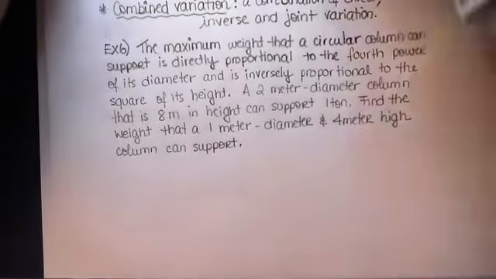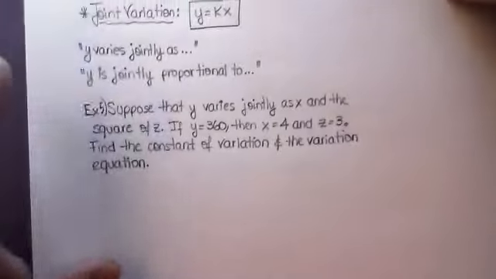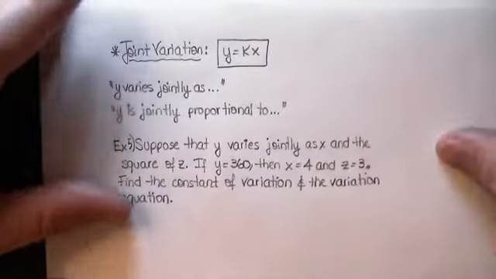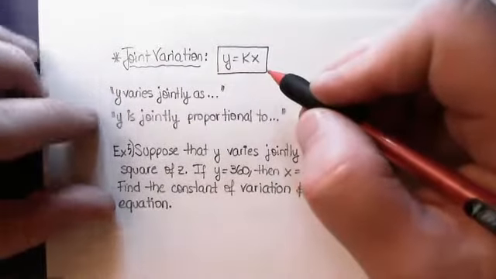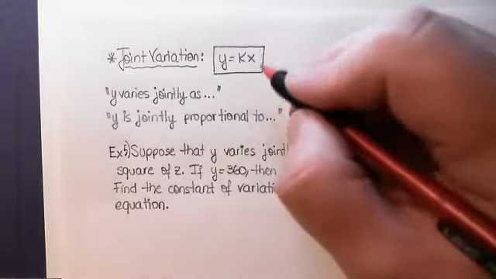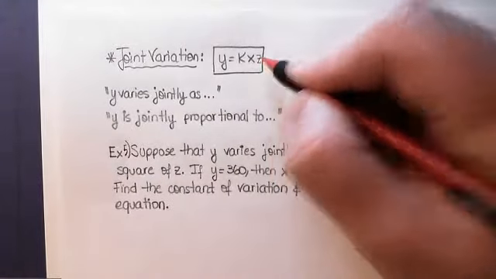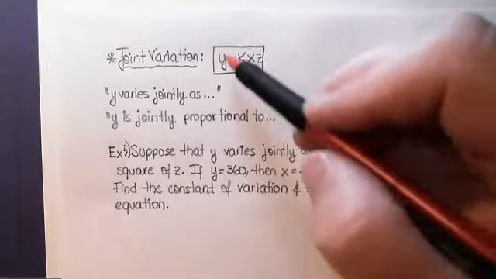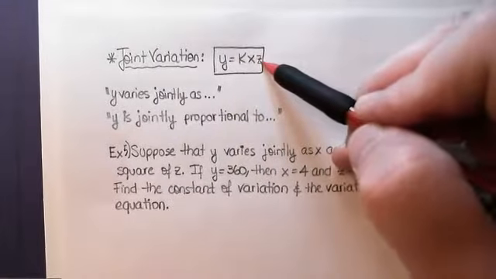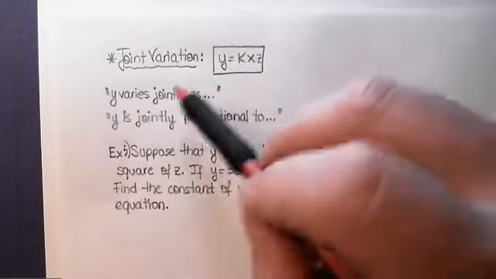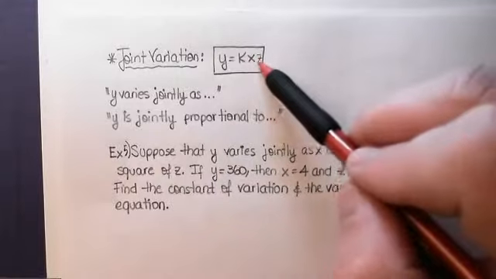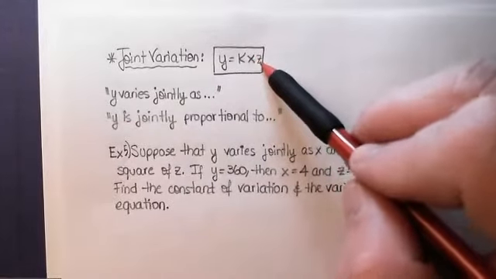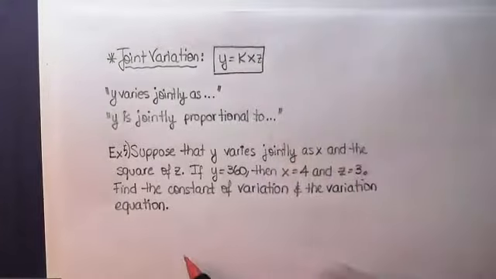The last variation we're going to talk about is called joint variation. Let me bring this to view. Basically, it has to do with when you have more than just two quantities, you have three quantities. Let's say I have y, x, and z. So if you ever see varies jointly or jointly proportional, you know that you're going to have not one variable here, but more than one.